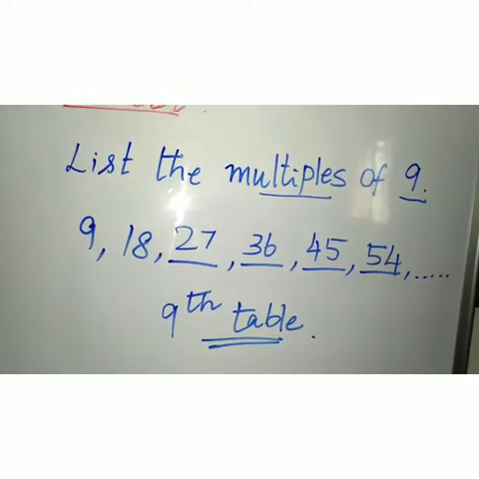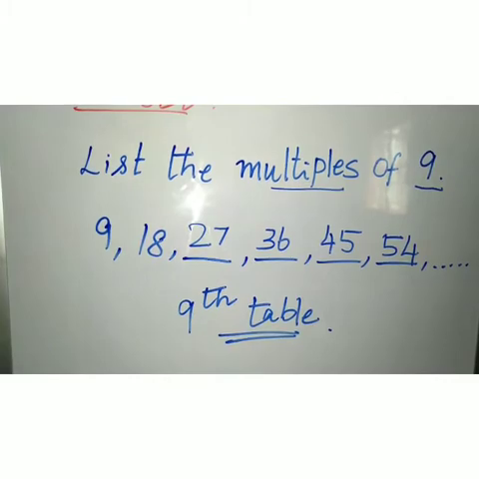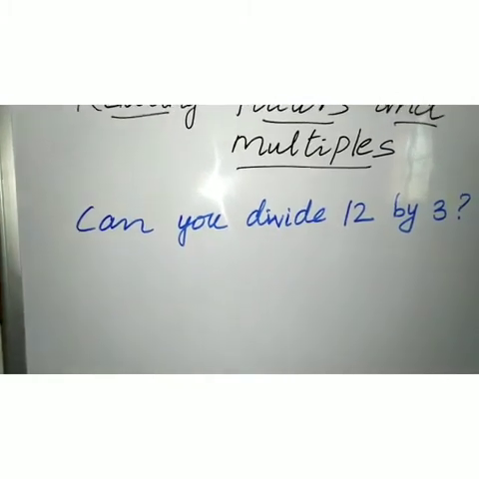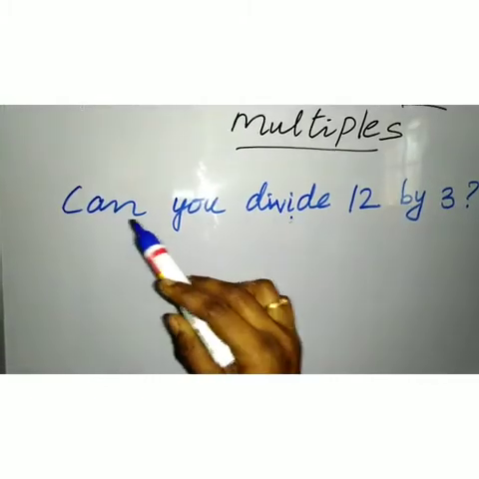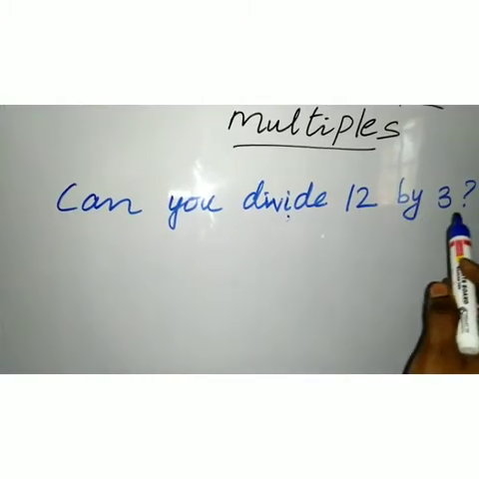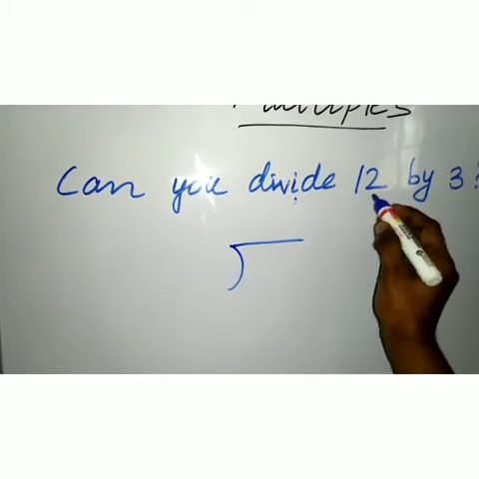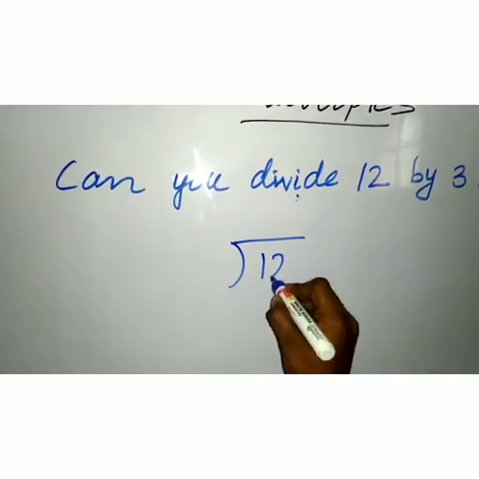Whenever you want to find the multiples of a particular number, you should know the table. Okay? Children, you all should learn the tables from 1 to 13. It is necessary to learn. Okay, children? Next, can you divide 12 by 3?